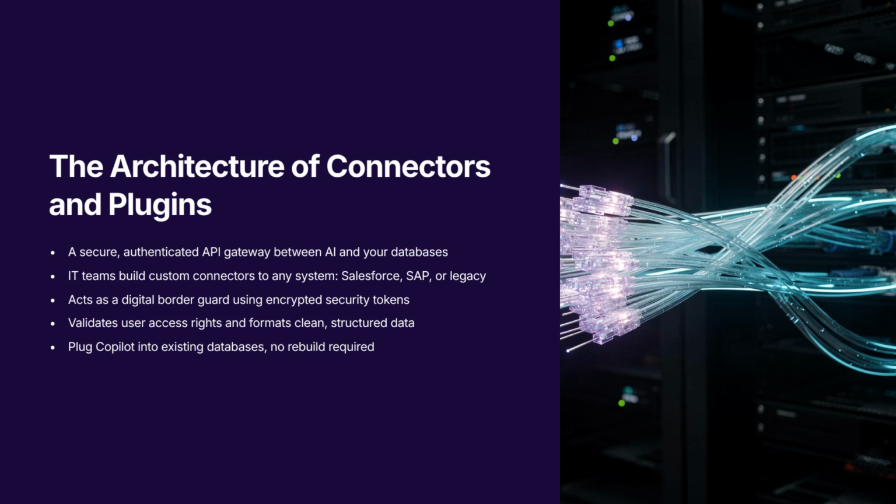They ensure that when the AI engine requests information, it uses encrypted security tokens, validates the user's specific access rights, and formats the data into clean, structured blocks. This standard architecture means your engineering teams don't have to rebuild their entire software ecosystem from scratch. They simply plug Copilot right into their existing databases, immediately unlocking advanced corporate intelligence across your entire technology footprint.